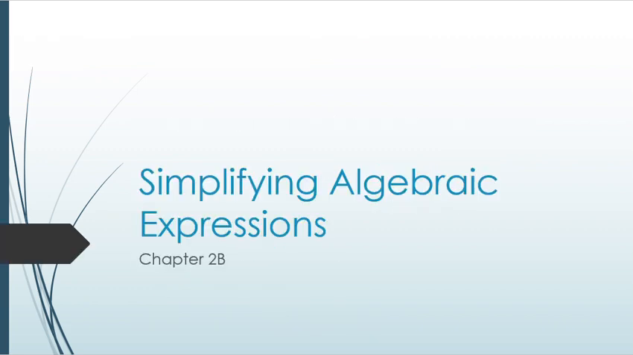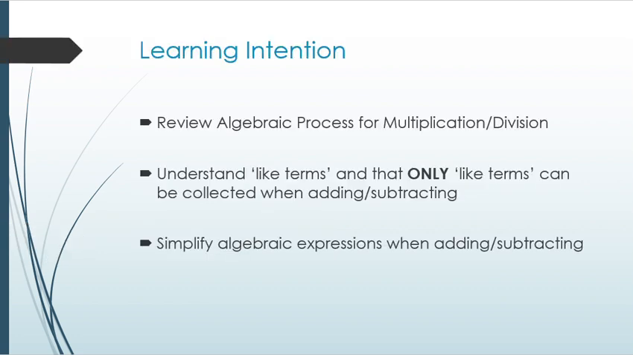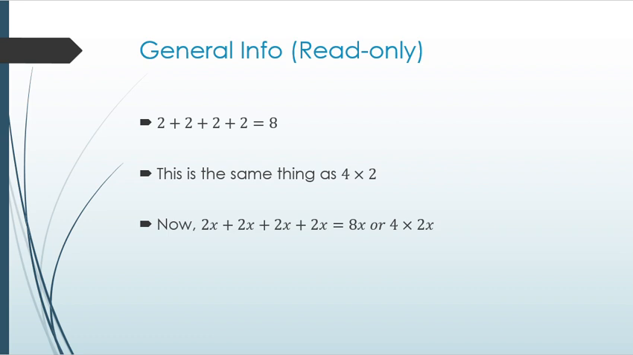So 2b, simplifying algebraic expressions. Okay. Now, the whole goal is to review some of these processes for multiplying and dividing. And you need to understand the word like terms. Okay. And that only like terms can be collected when adding and subtracting. It's just like what you learned previously in surds, yeah? You're collecting like surds, but in this case, in algebra, you are collecting letter combinations that are pretty much identical to each other, okay? So that's the whole goal for today.